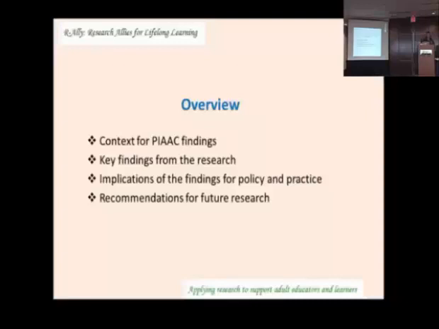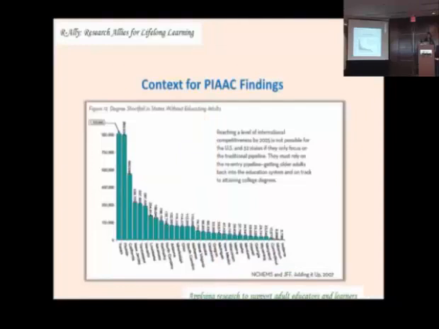And by the way, I've given it an acronym because in education we love acronyms, right? So PSTRE, I call it poster. If you don't like that, you can come up with another one, but I like poster. Okay. So by way of overview, I'd like to give you a little bit of context for the PIAAC findings that Usha and I came up with from the survey. And we'll talk a little bit about the key findings and implications of the findings for policy and practice and recommendations for future research. Okay.